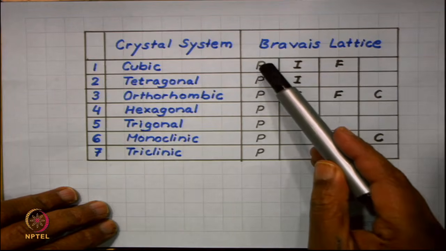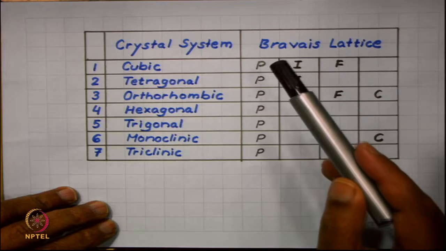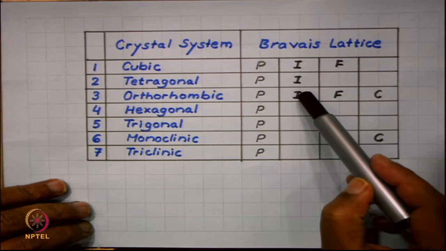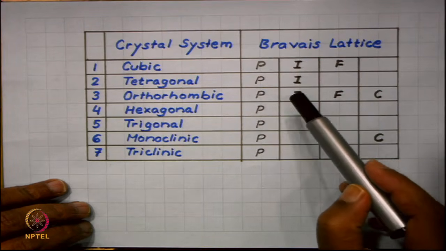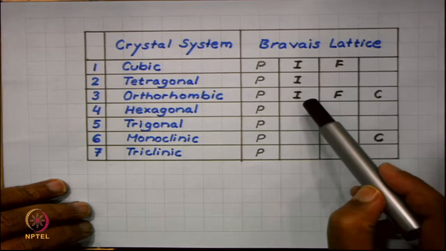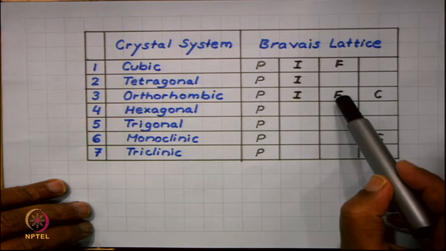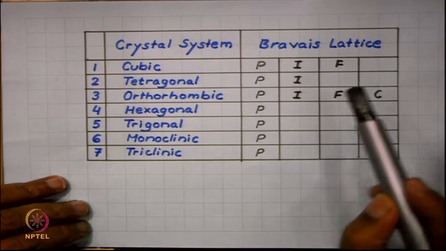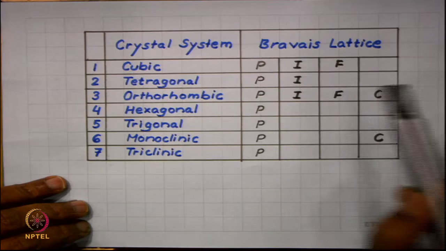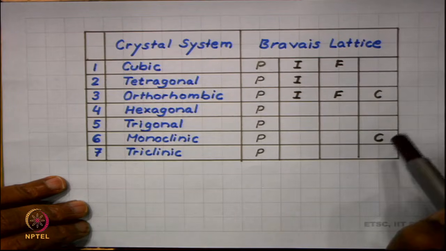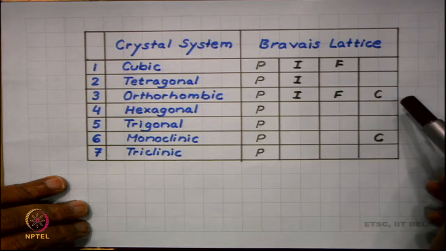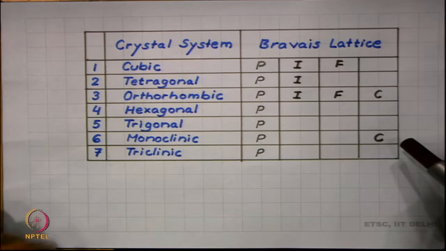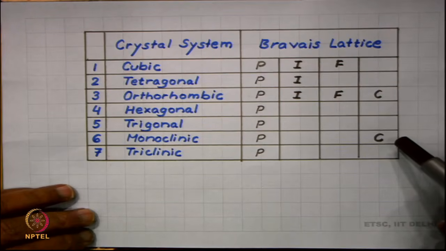Recall that P stands for primitive, which means lattice points are only at the corners of the unit cell. I stands for body centered, where lattice points are at corners as well as at the center of the unit cell. F stands for face centered, where we have lattice points at corners as well as all the 6 face centers of the unit cell. And finally, C stands for base centered or end centered, where the lattice points are at corners and centers of only 2 parallel faces of the unit cell.